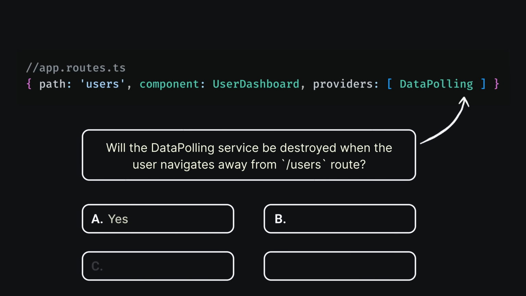Hi, I would like to challenge you with a quick question that a lot of Angular developers, by the way, fail at interviews. The question is very simple and it goes like, will the data polling service be destroyed when the user navigates away from the user's root? Well, despite it being so natural to think that the service instance will be destroyed, that is not true.